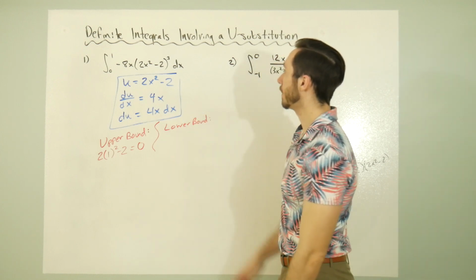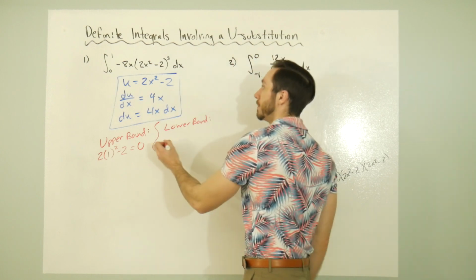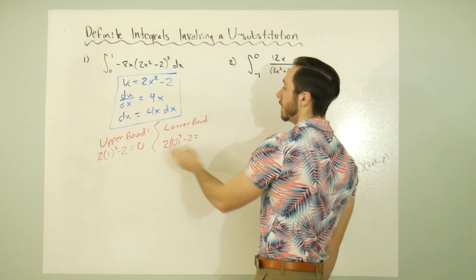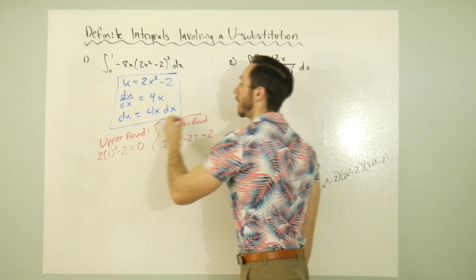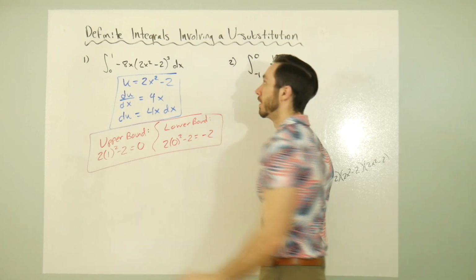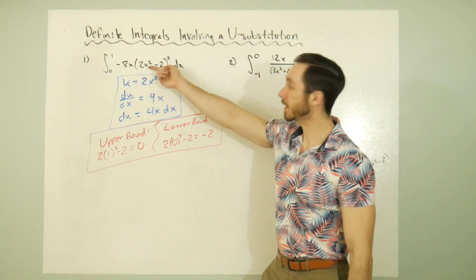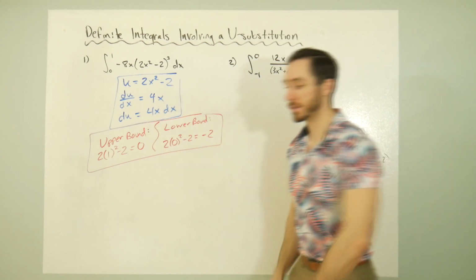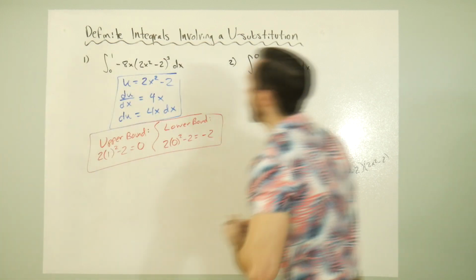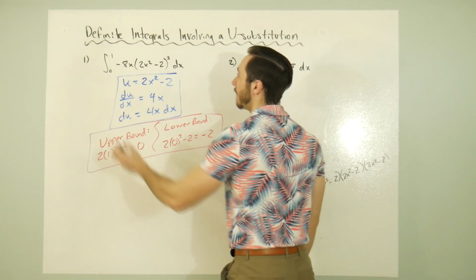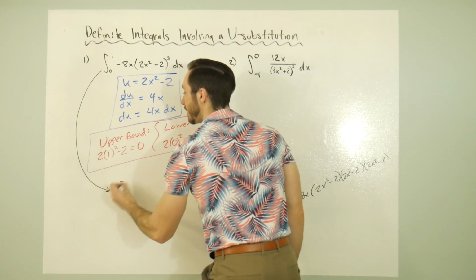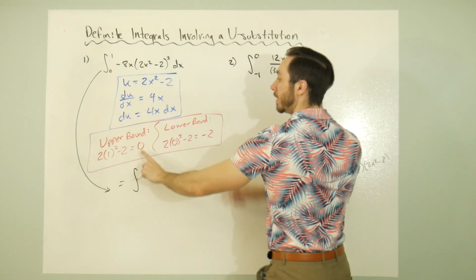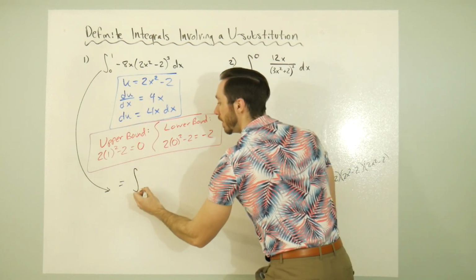So for the lower bound case, I'm plugging in 0 to this expression, so it'd be 2 times 0 squared minus 2. Okay, this is just 0, and 0 minus 2 is negative 2. Since I am now about to convert from the x world to the u world through this substitution, I am now switching the bounds along with it. So we can say that this is equal to, now evaluated from no longer 0 to 1, but now from -2 to 0.